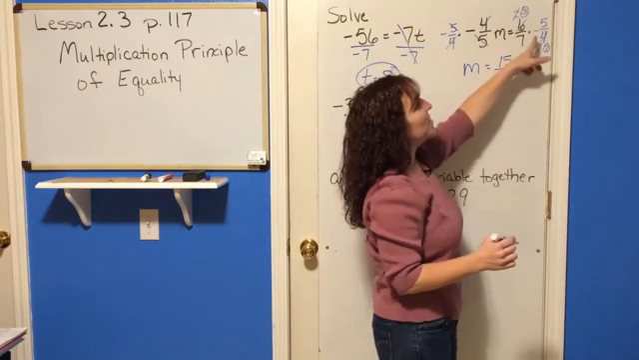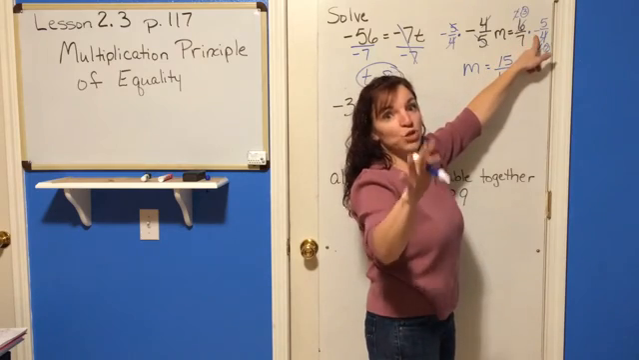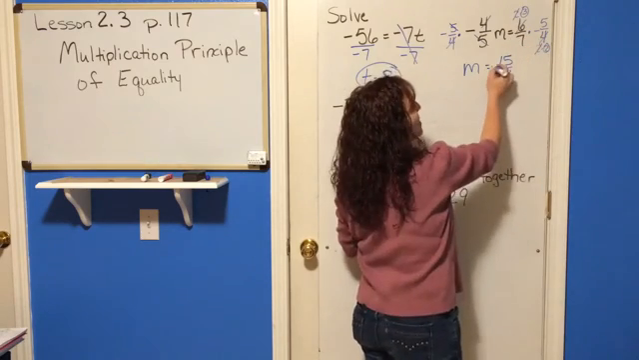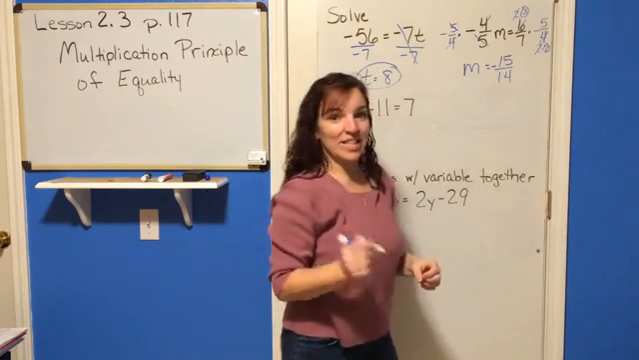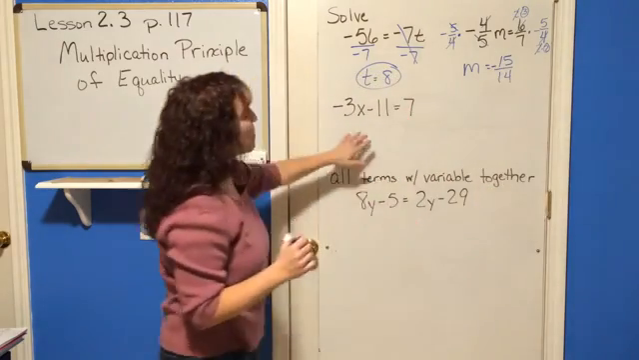Now you had a positive times a negative, so don't lose that. You have a positive times a negative. Your answer is a negative 15/14. Don't lose your negative. All right.